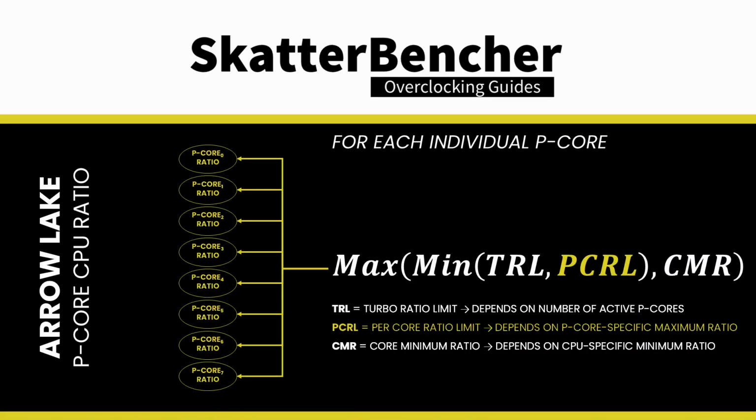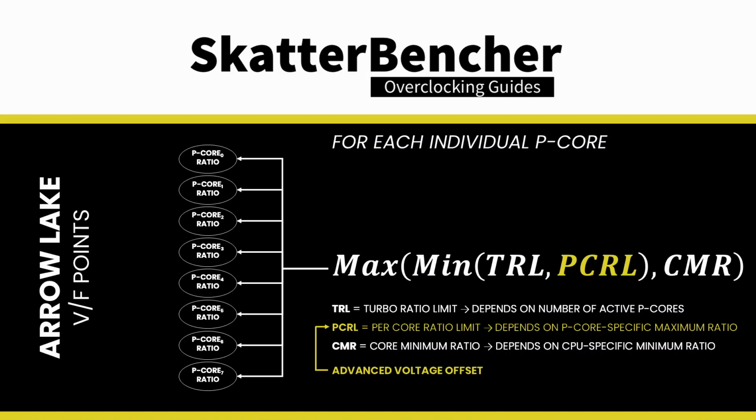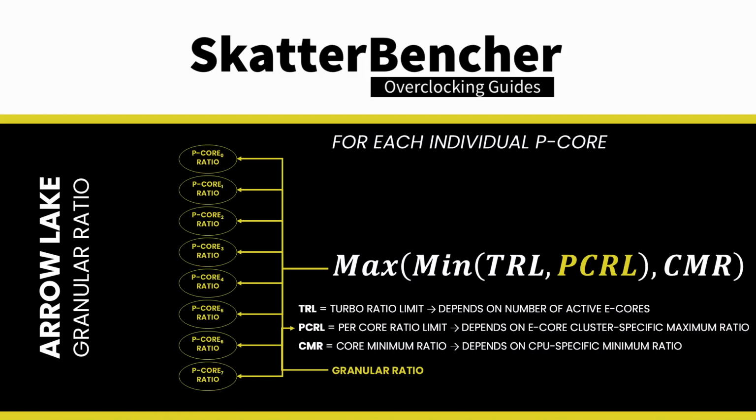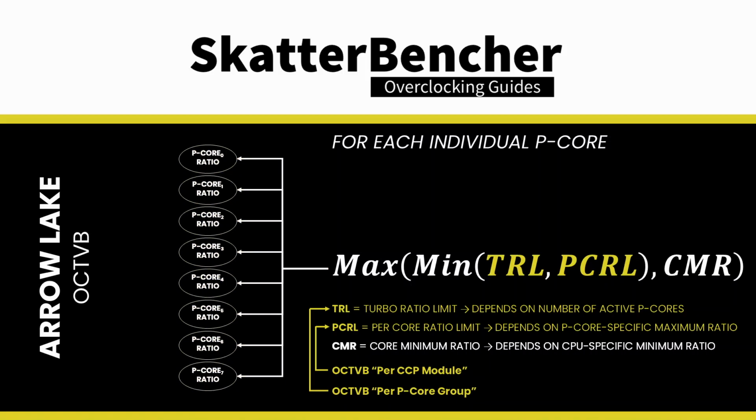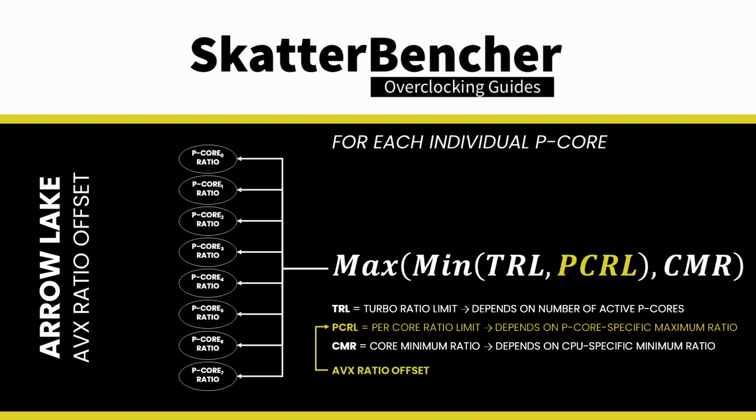The per core ratio limit plays an important role in the Arrow Lake overclocking process. It's not only the ratio used in the VF point configuration, but also the ratio referenced by many other ratio tuning technologies. In our case, we'll use it to restrict the cores with less overclocking headroom to boost as high as the cores with amazing headroom.